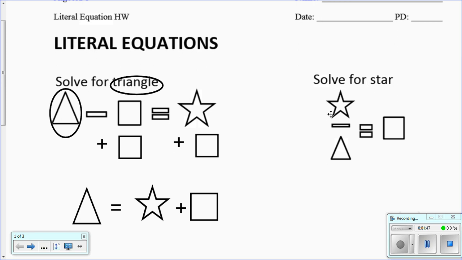Okay? Here's another example. This time we're solving for the star, but it's being divided by the triangle. So to undo that, we multiply both sides.